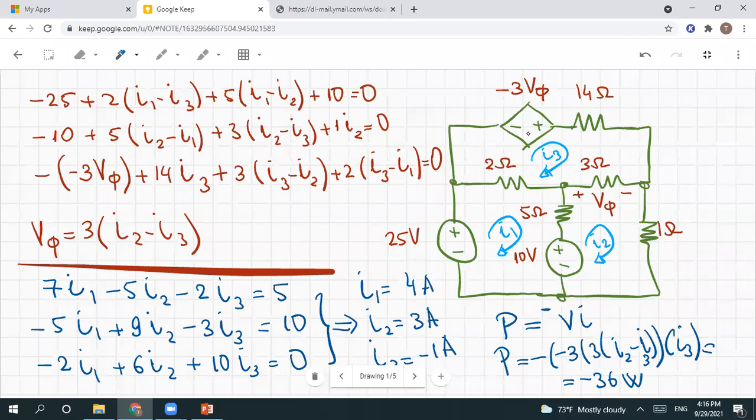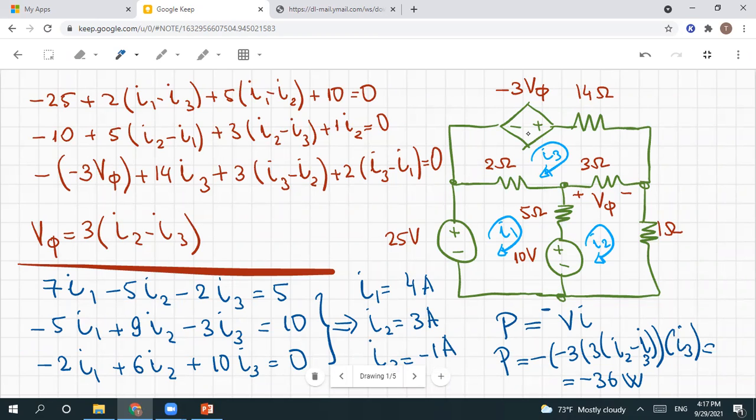Okay, so this is one example that I wanted to solve for you. And as you see here, we have one dependent source. Now I want to solve another example. So please have a look and let me know if you have any questions in this example.